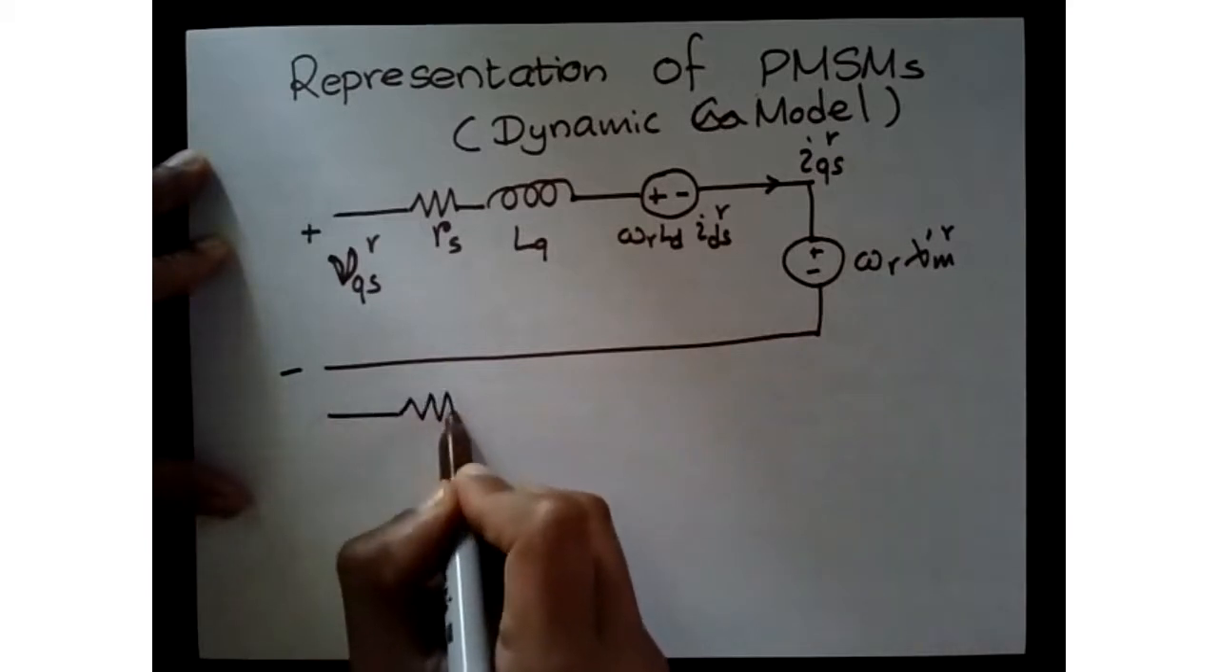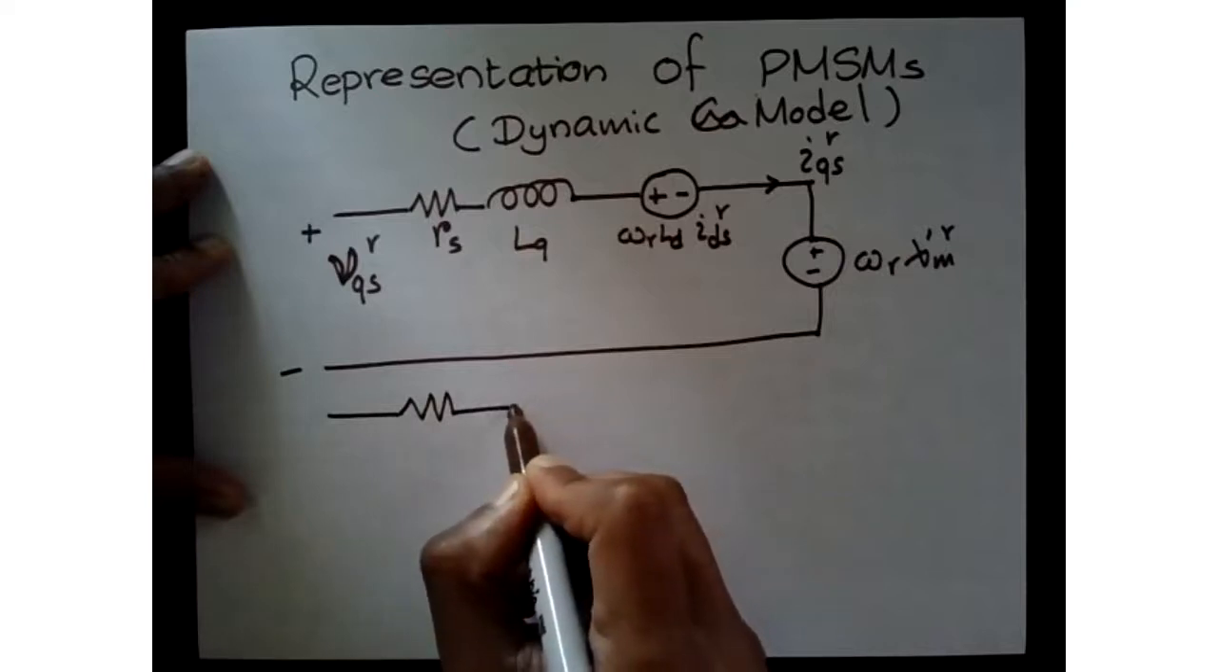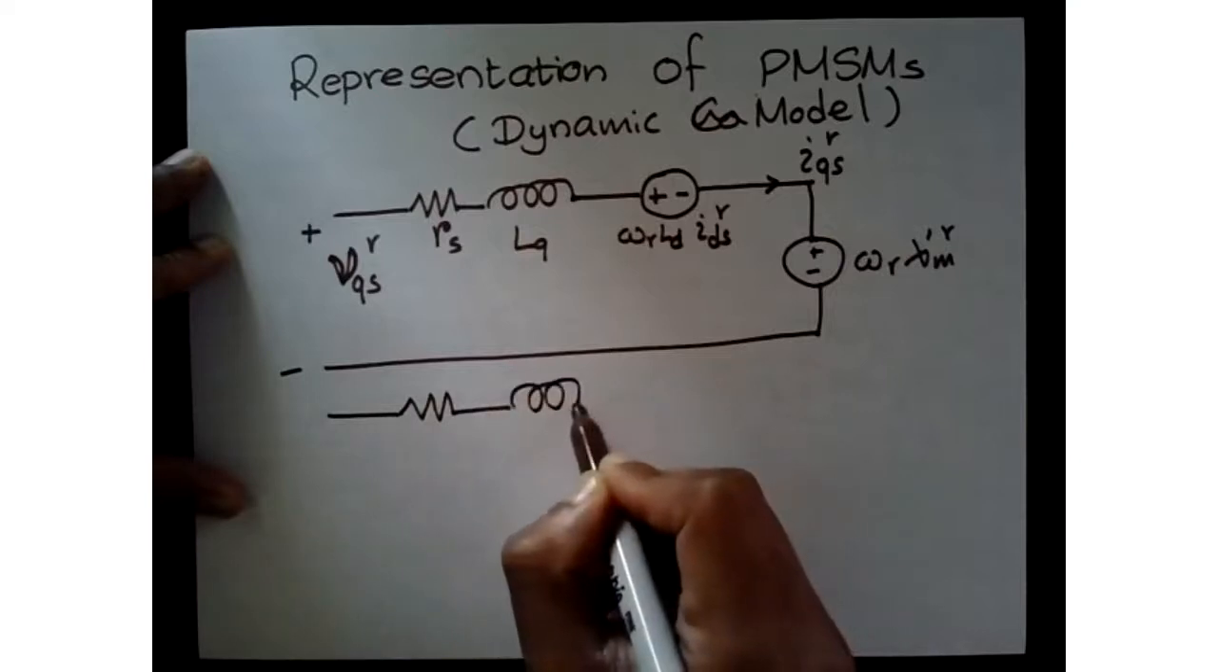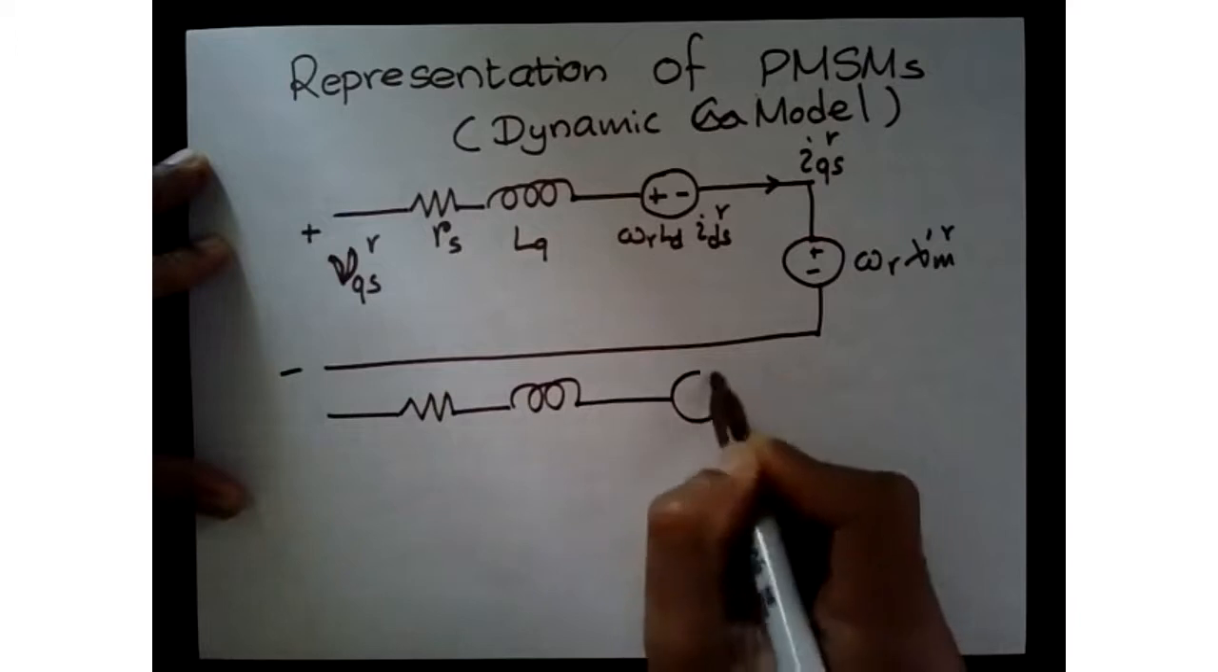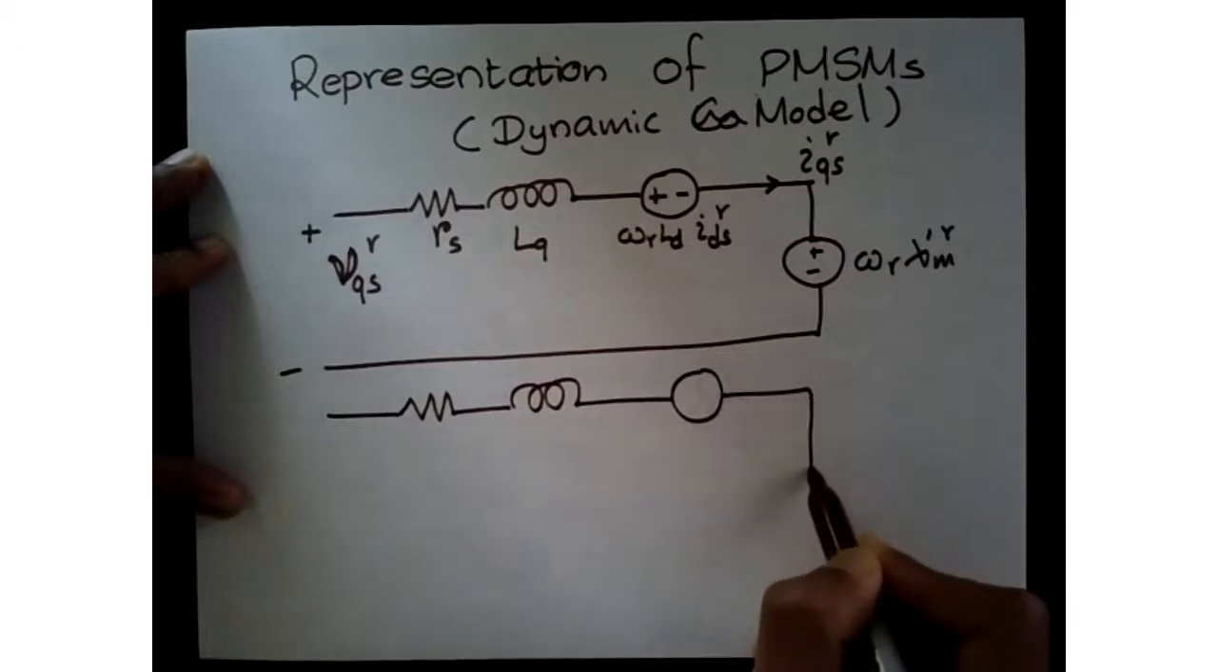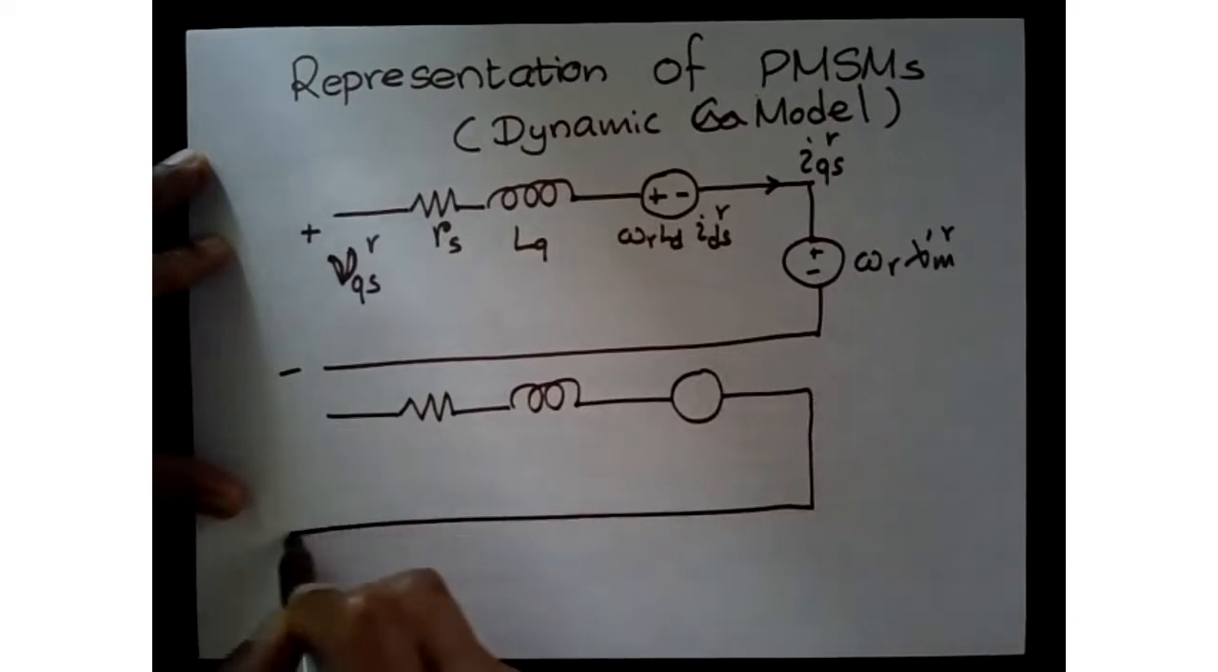Now let's look at the D axis circuit. We're going to have a similar circuit, with an inductance. Then we have just the cross coupling term, no back EMF.